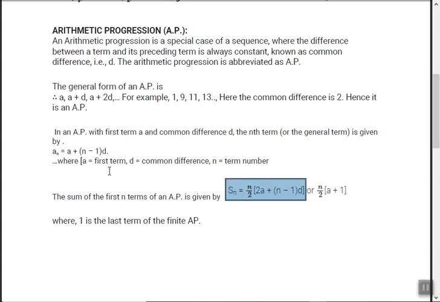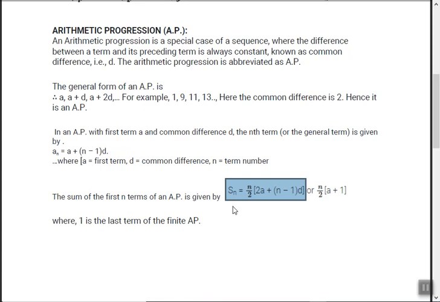Now the important part, addition of the numbers. If this is a sequence 9, 11, 13 and I want the addition of the first three numbers, then it will be 9 plus 11 plus 13. I can do it manually because there are 3 terms. But if there are 50 terms and I want the sum of 50 terms with 9 as the first term, then how will I do it?